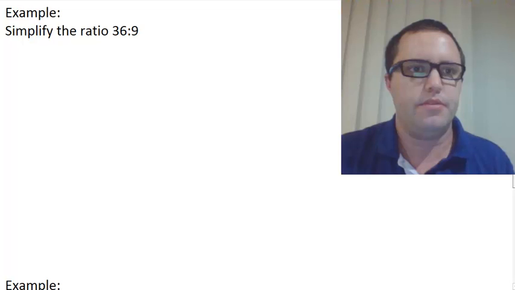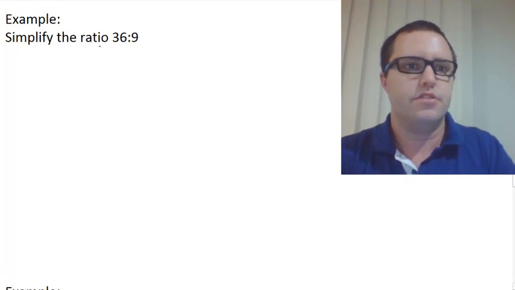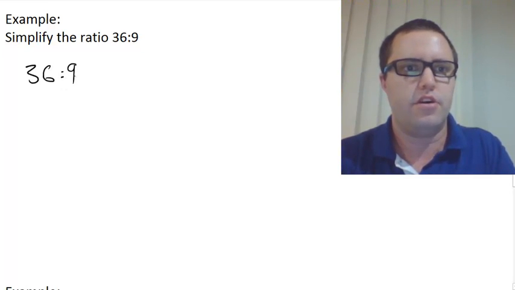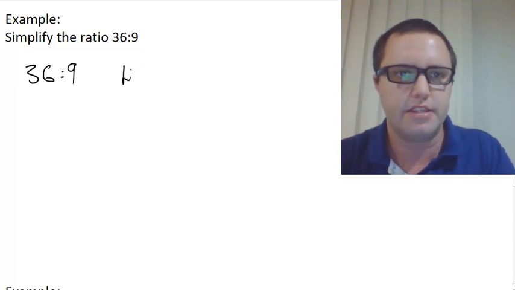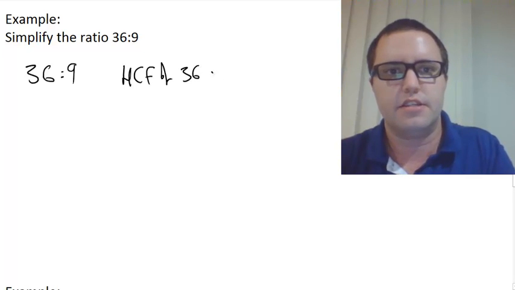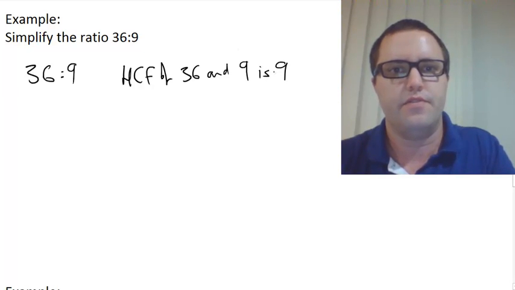Another example is to simplify the ratio 36:9. So 36:9. Now, the key idea here was to think about what is the highest common factor. So the highest common factor of 36 and 9, well, 9 goes into 36, so it is 9. Okay, so the highest common factor of 36 and 9 is 9.